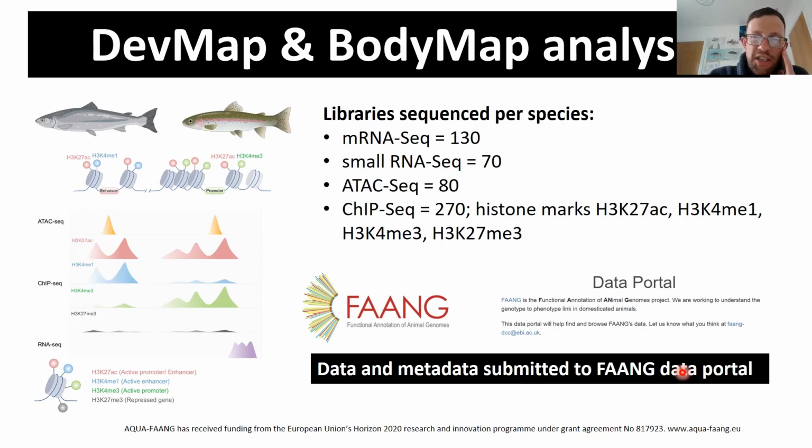So we've generated in each species in the region of 1,000 sequencing libraries, across both species. So really a very large data set compared to anything that's been done previously in salmonids. All the data and associated metadata for these samples was submitted to the FAANG data portal. So it's publicly available in its raw format with lots of information needed to help support reproducible use of the data.